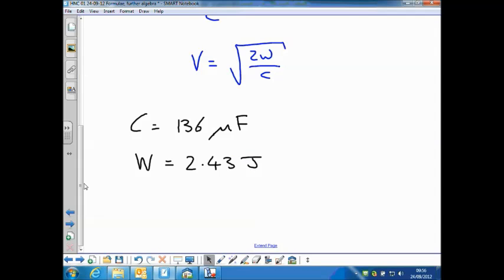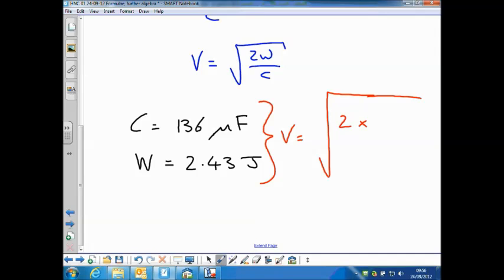What voltage will be required to give that energy stored on the capacitor? 2.43 joules if the capacitor has that value. So again, got to think about engineering notation, and we want to put it in one hit on the calculator. So again, hit the square root button, then hit the fraction button, and then you can put the numbers in directly into the calculator.